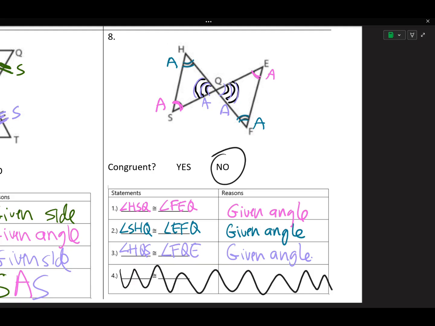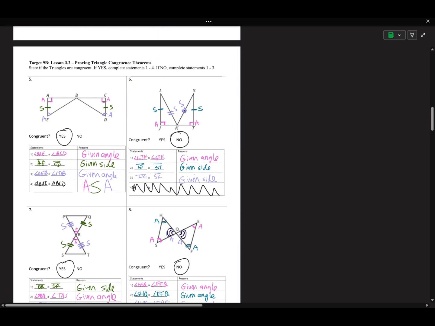Okay, and there we are. This is just a blank page I have for some reason.